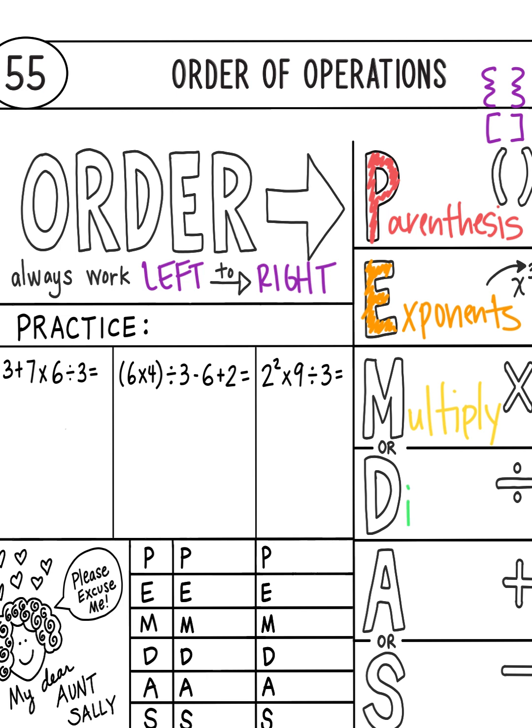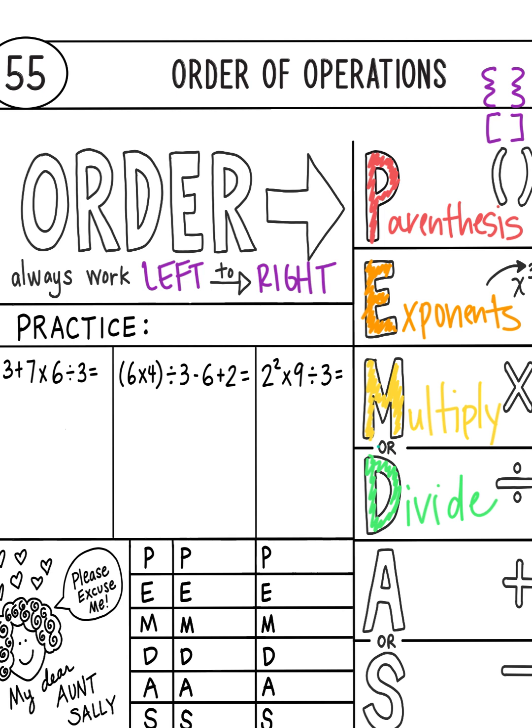Notice that it says multiply or divide. Why do you think it says or? Because that's important. Wait, what did you say? Why do you think the word or is between multiply and divide? Why do you think it's there? Because it won't matter, like when you're doing it.